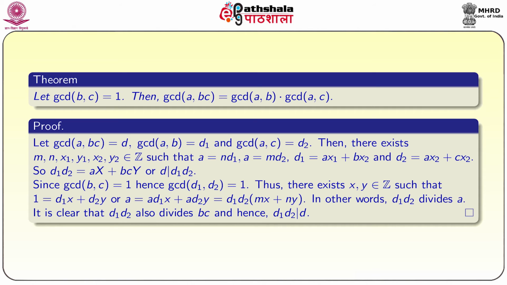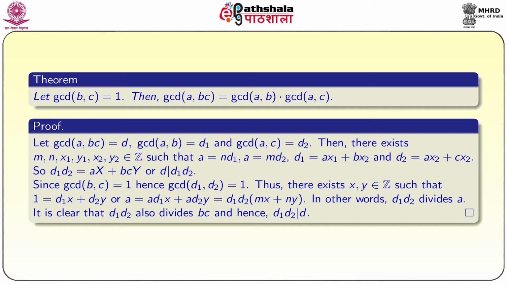So, this follows easily. Since D1 is the GCD of A, B, A can be expressed as some n times D1 for some n, and A is also expressed as m times D2 for some m. And since D1 is a GCD of A, B, D1 is equal to Ax1 + Bx2, and similarly D2 is equal to Ax2 + Cx2. So, D1 D2 is a linear combination of A and B that forces D divides D1 D2.